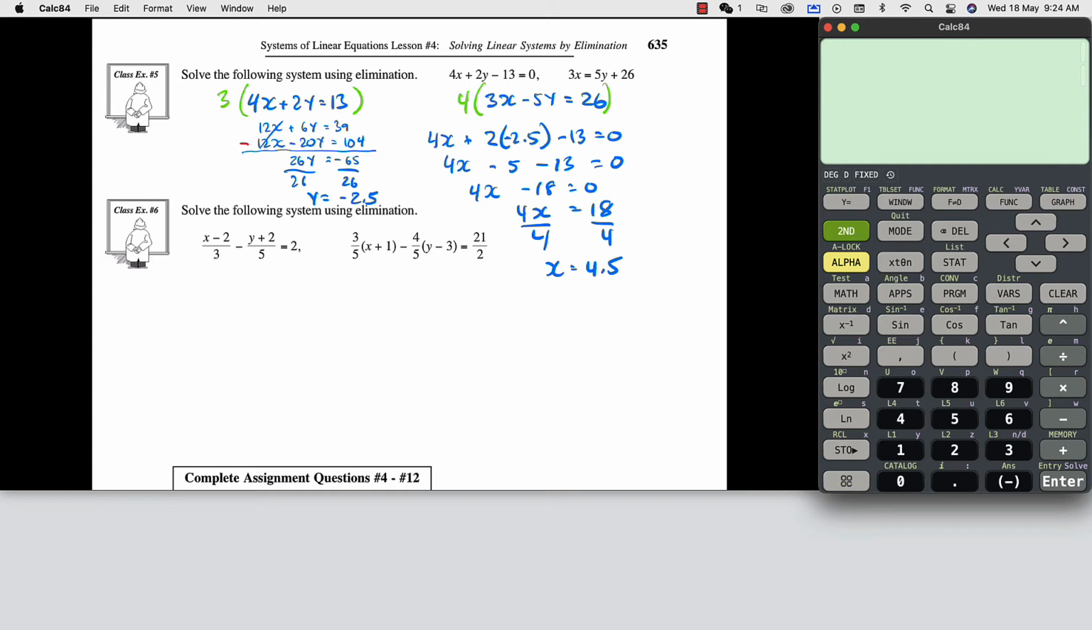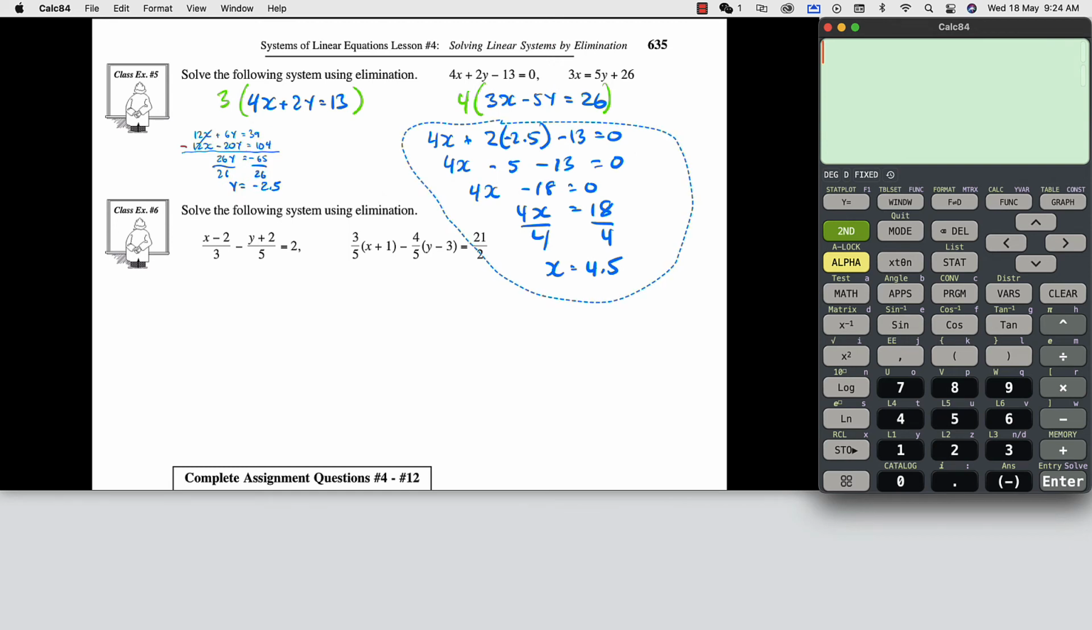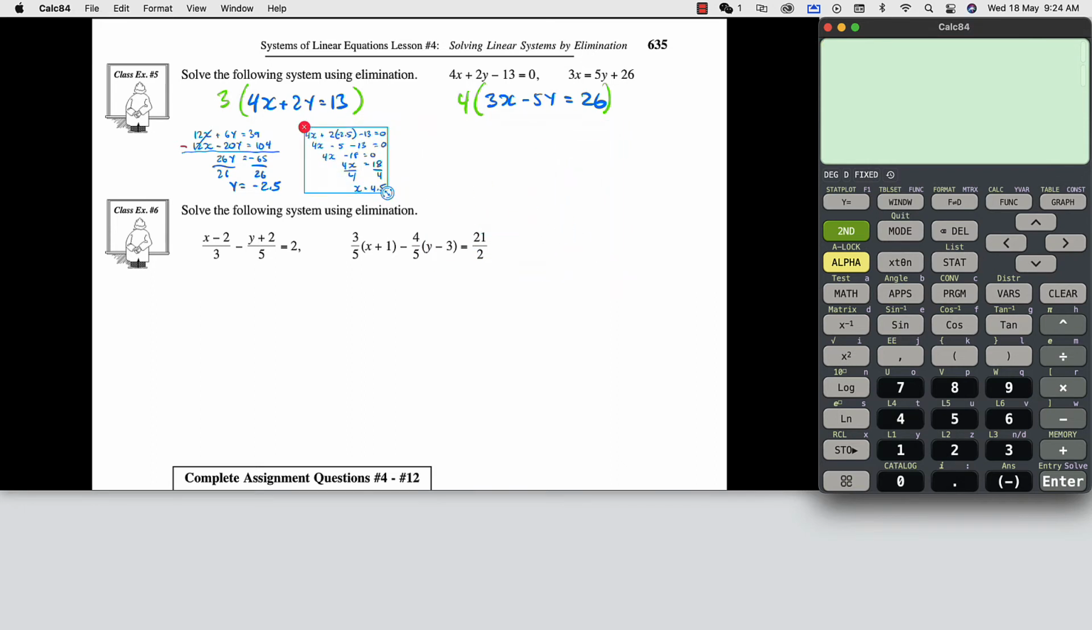Okay, so now that we have values for x and y, the last thing that we always need to do is to verify that those numbers will work in both equations. So I'll just move these out of the way, and we'll do a little verifying here. So we'll take the first one, which is going to be 4 times x, which is 4.5, plus 2 times y, which is negative 2.5, minus 13, and that should equal 0 all the way down.